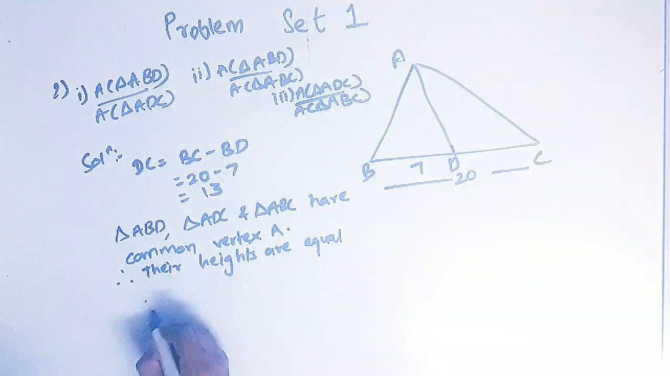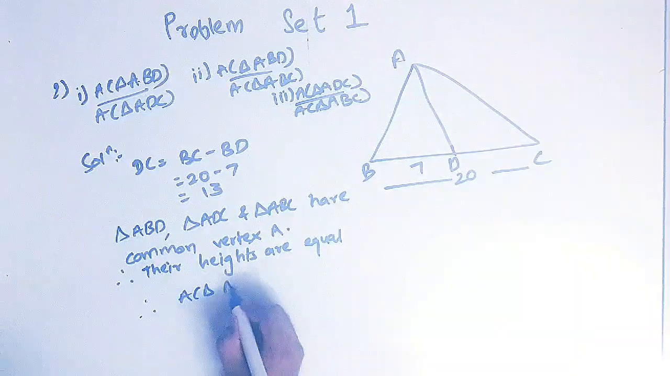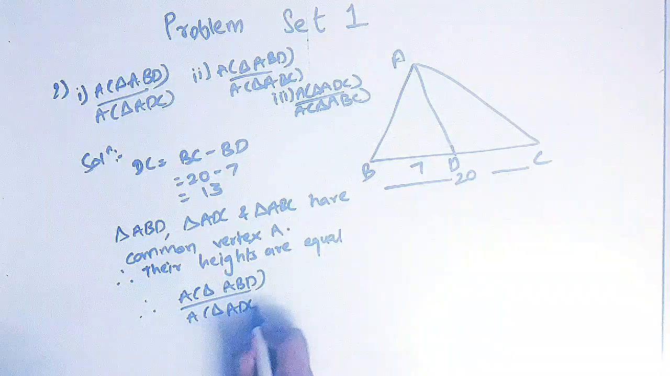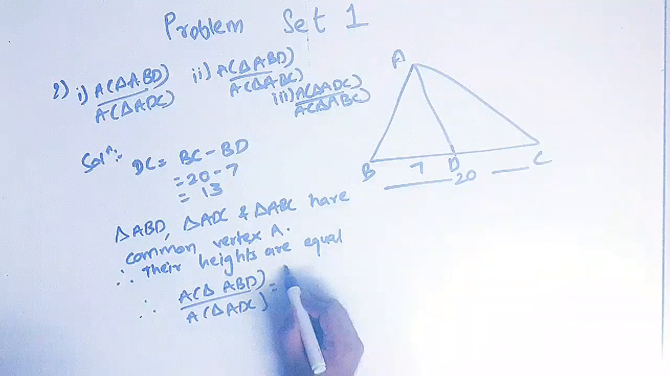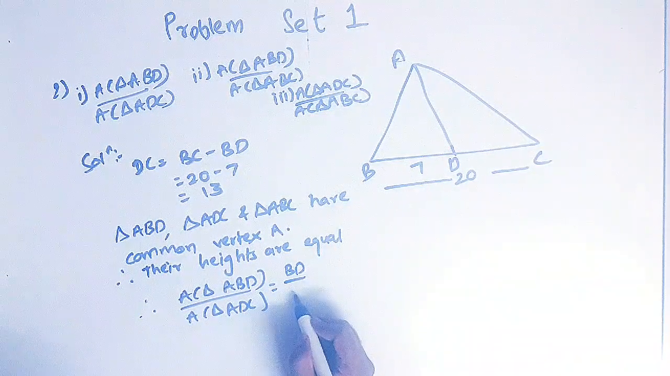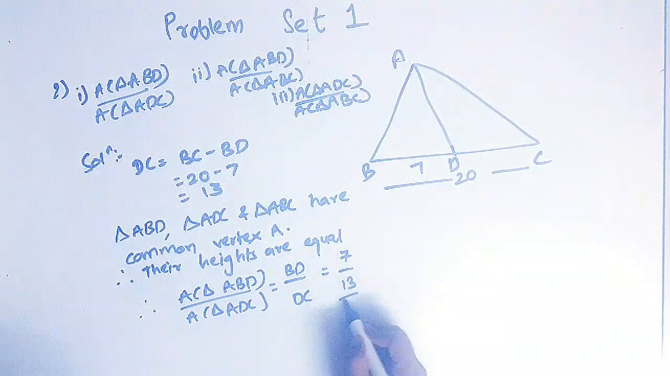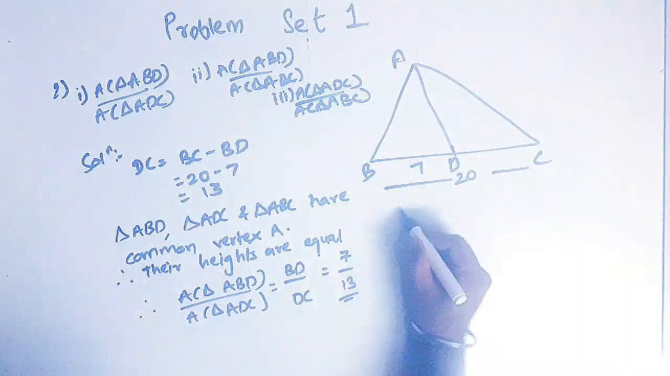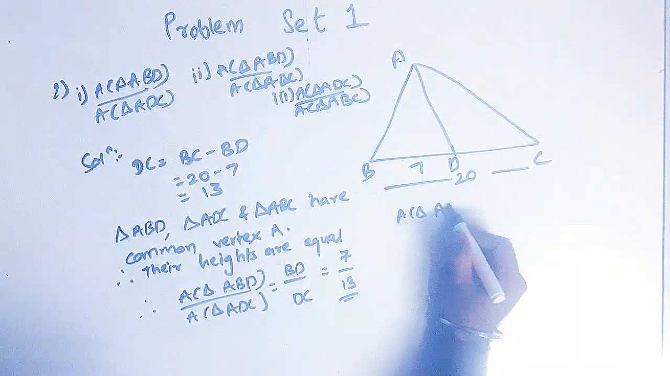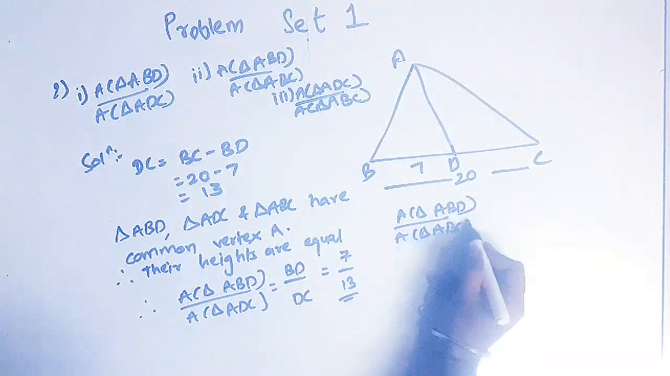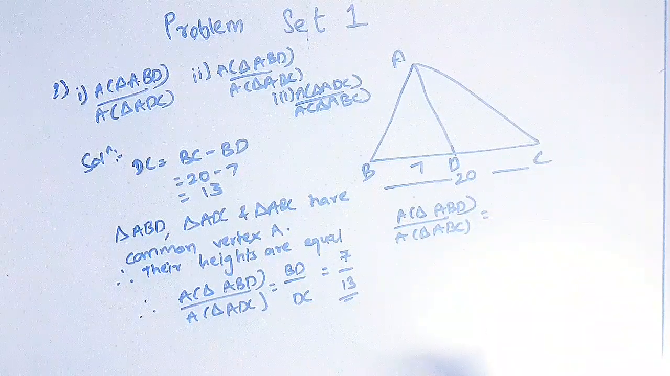So we'll write, therefore, area of triangle ABD upon area of triangle ADC equals what? It will be base upon base, BD upon DC. That is equal to what? 7 upon 13. First one we got. So I'll do the second one now. Area of triangle ABD upon area of triangle ABC equals what?